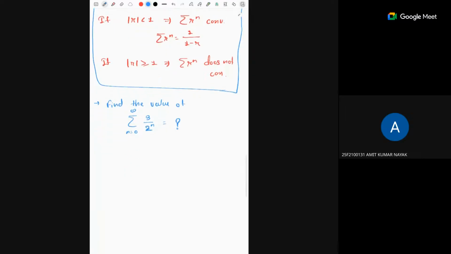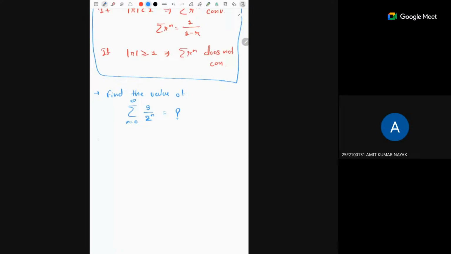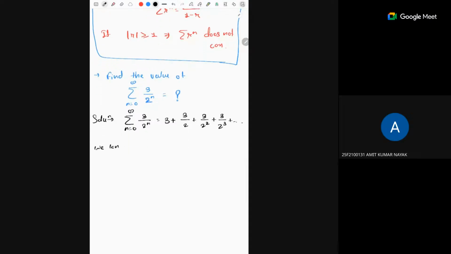Okay, so let's try to solve this one. First of all, what is this series? The series is the summation, n ranging from 0 to infinity, of 3 by 2 to the power n. If I elaborate it a little, this is 3 plus 3 by 2 plus 3 by 2 square plus 3 by 2 cube and so on. What we know is that the summation, n from 0 to infinity, of r to the power n, that is 1 plus r plus r square and so on, is equal to 1 upon 1 minus r. So first of all, we need to convert this series into this particular form.